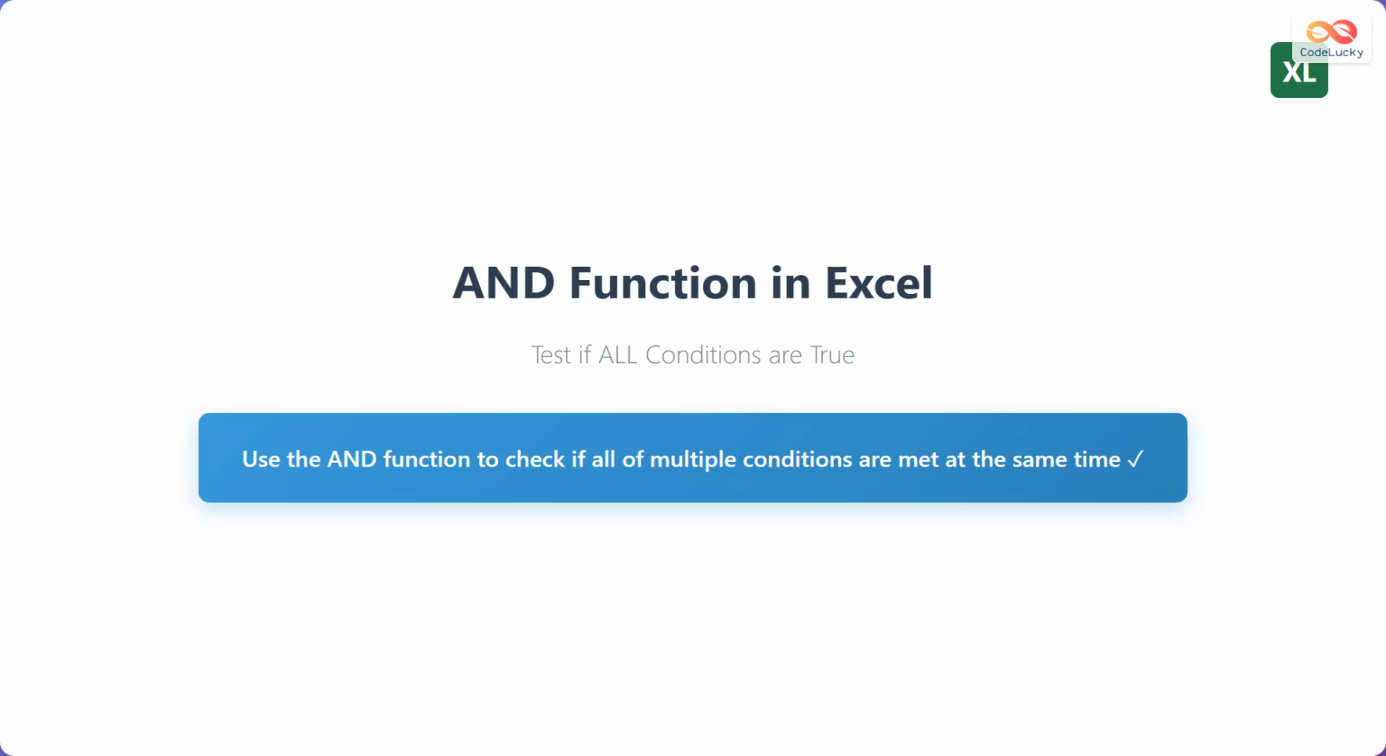In this video, you'll learn about the AND function in Excel. The AND function is a logical function that checks if all of multiple conditions are met at the same time. If all conditions are true, the AND function returns true. If any of the conditions are false, the AND function returns false.